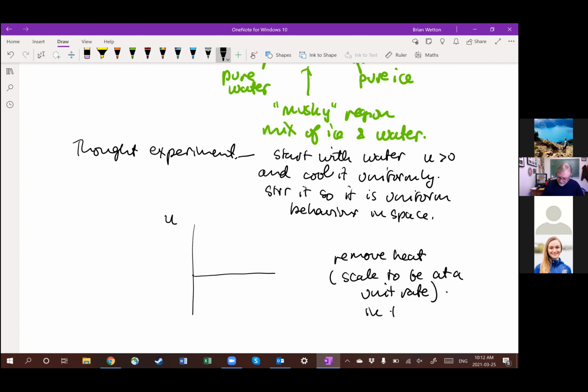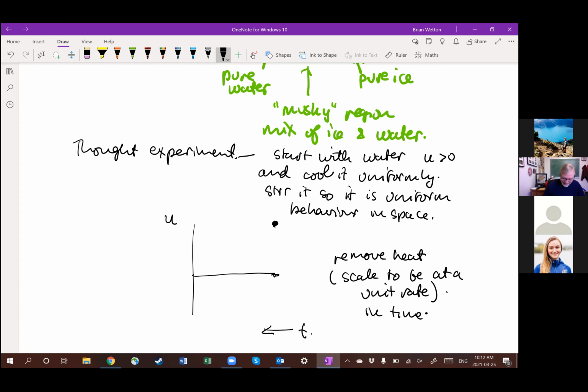In time. So how is this going to look? Well, here I am, starting at my positive temperature. I'm doing all the scaling so that temperature is going to go down at a unit rate. So in time, this is really time going on here, but we're going to turn this into a quantity which you may have heard before in your thermodynamics classes, if you've had a thermodynamics class.